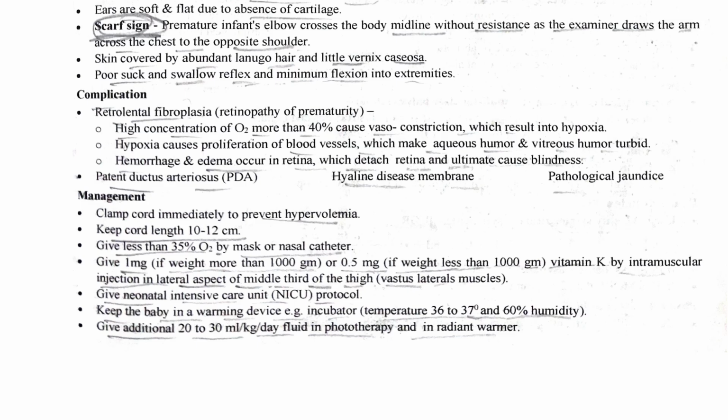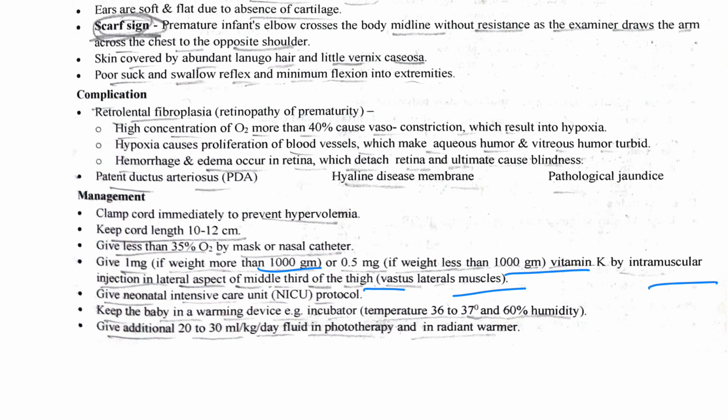Management: clamp the cord immediately to prevent hypervolemia. Keep cord length 10 to 12 cm. Give less than 35% of O2 by mask or nasal catheter. Give 1 mg if weight is more than 1000 gram, or 0.5 mg if weight is less than 1000 gram, of vitamin K by intramuscular injection in the lateral aspect of the middle third of the thigh, vastus lateralis muscle.